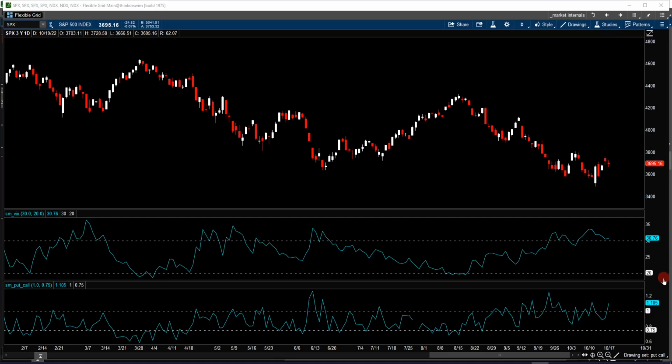Take a quick look at the sentiment chart here. As you can see, the VIX is still above 30. It finished at 30.76. But the more interesting thing is the put-call ratio. It is sitting at 1.1. So definitely the market participants are getting quite bearish right now.